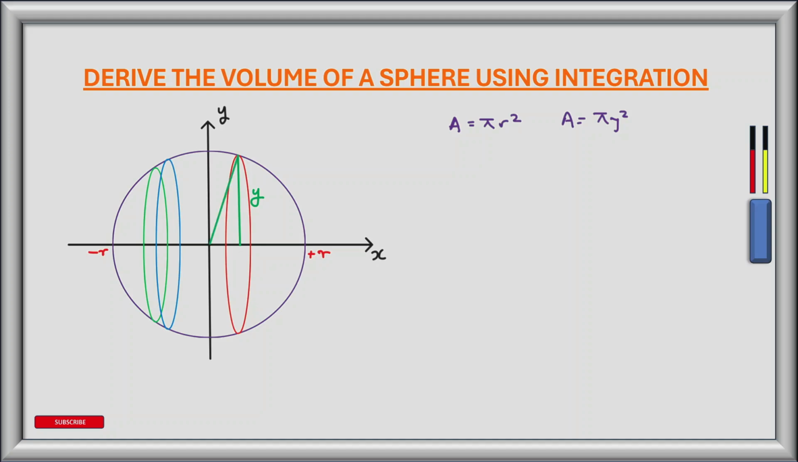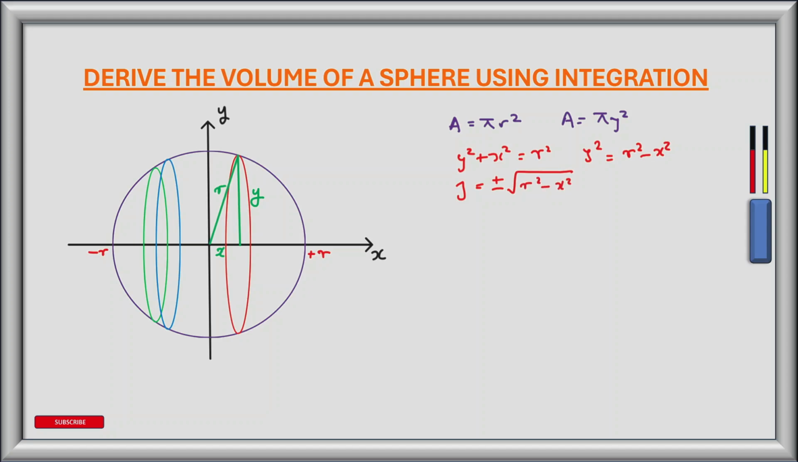It's a right angle triangle, and the hypotenuse side is given as r, the radius of the sphere, and we have a side of y and a side of x. So if we use Pythagoras' theorem, we have y squared plus x squared is equal to r squared. So y squared is equal to r squared minus x squared, and therefore y is equal to plus or minus the square root of r squared minus x squared.